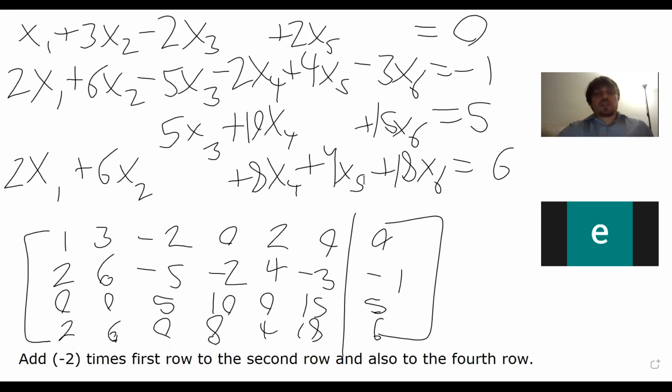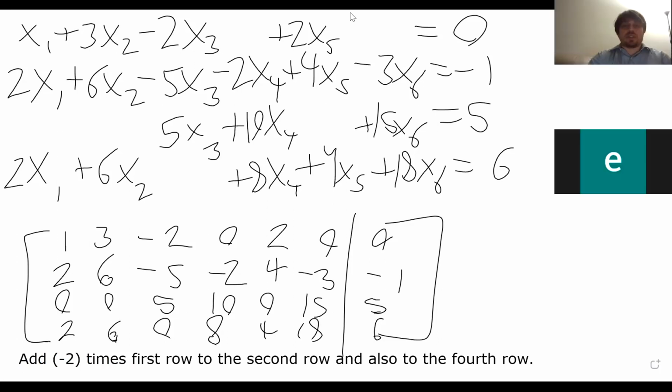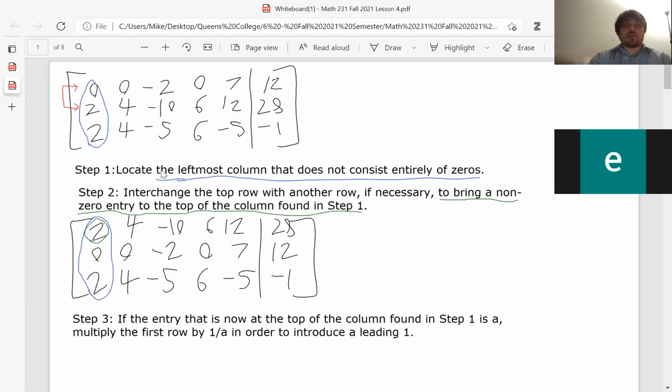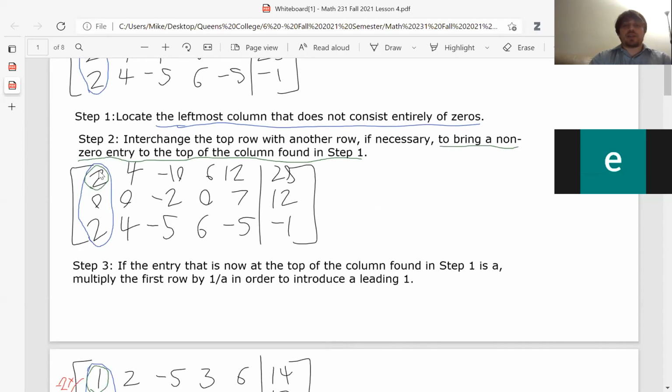Okay. So remember the steps of Gauss-Jordan elimination. Let me maybe go to the previous whiteboard. This is from last class. Step 1 was locate the leftmost column that does not consist entirely of zeros. Step 2 was interchange the top row with another row if necessary to bring a non-zero entry to the top of that column found in step 1. Step 3 was if the entry that is now at the top of the column found in step 1 is A, multiply the first row by 1 over A to introduce a leading 1.